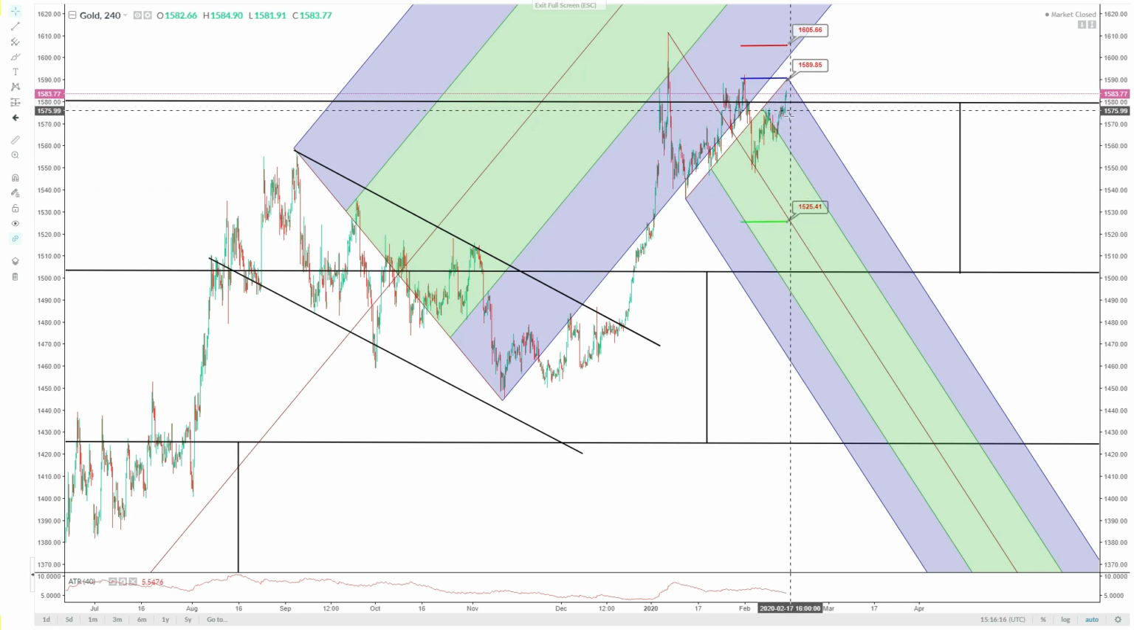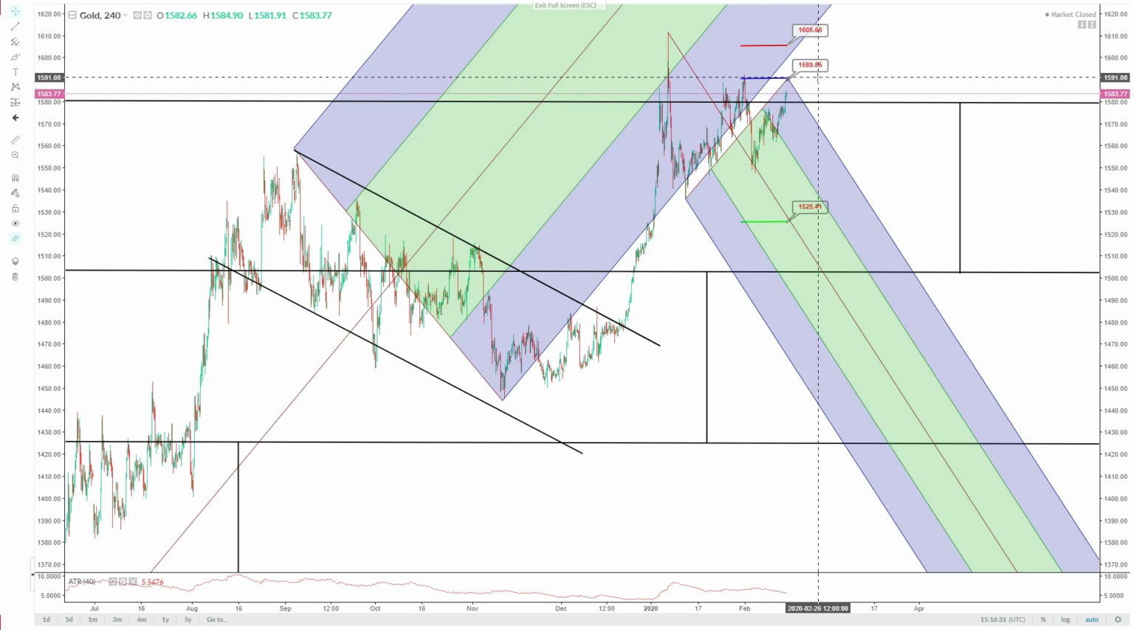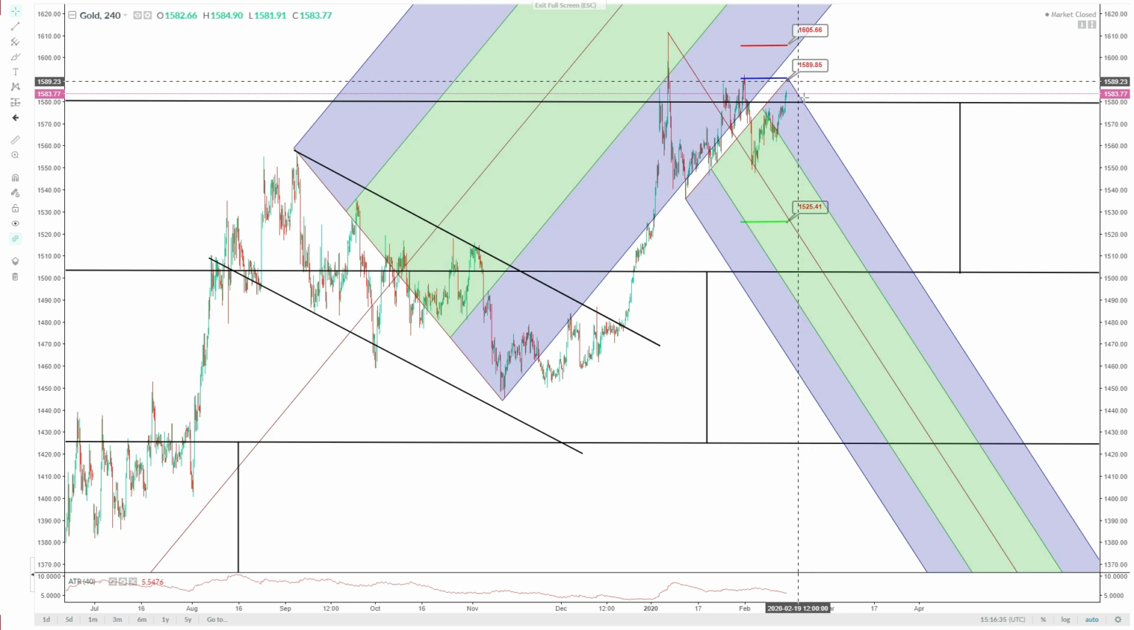So going off what the seasonality is telling us, we're looking for that move up. Yeah, we're looking for a bit more of a move up, and the same with gold. We're looking for a bit more of a move up, and then we know that the commercials are heavily selling this market. So we're looking for the move to the downside. Can we take that move?